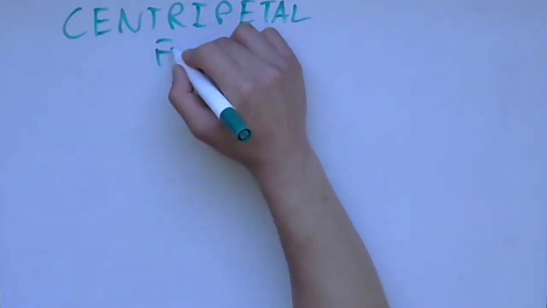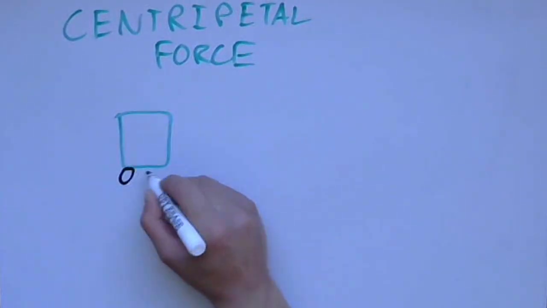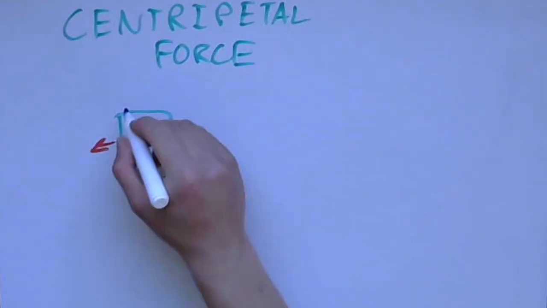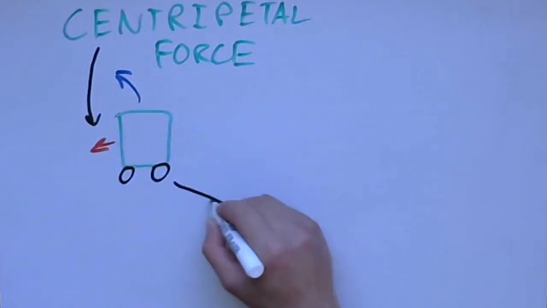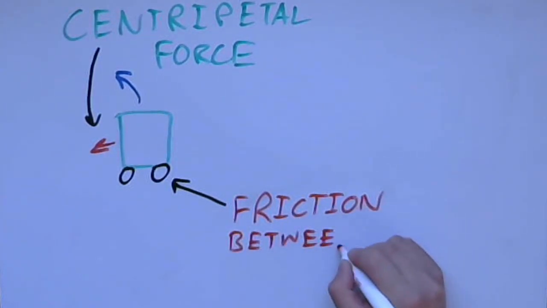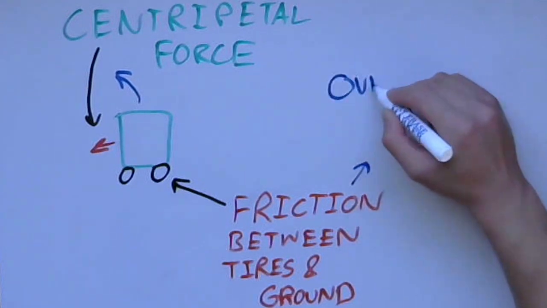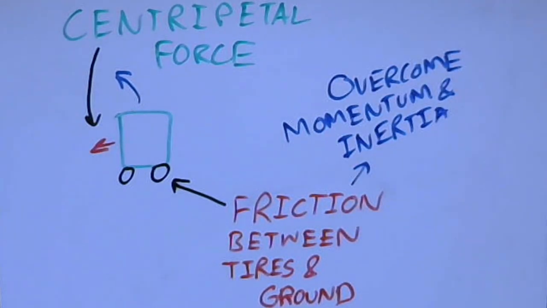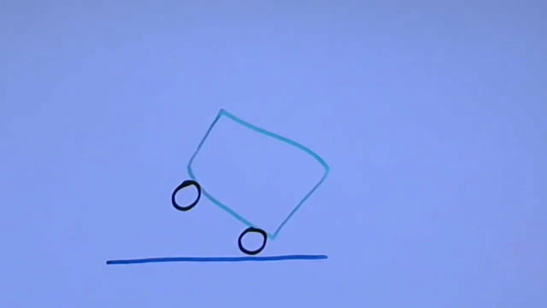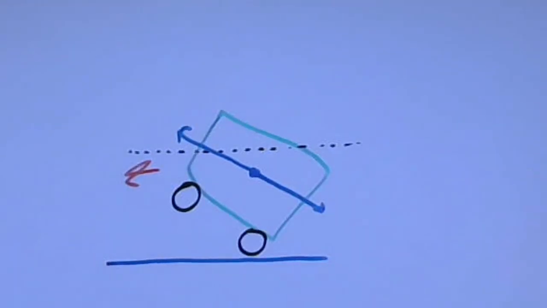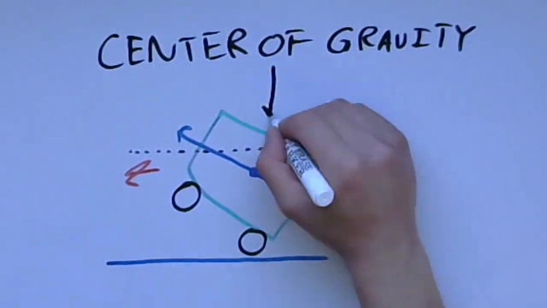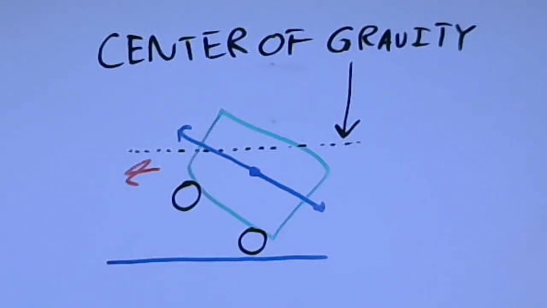The centripetal force, which is the opposite of the centrifugal force, is what causes the car to turn where it needs to go, along with the friction between the tires that allow the car to overcome the inertia and momentum from going in a straight line. After the shift has been created, this causes the car's center of gravity to change, making the side that is closest to the ground the most weight.